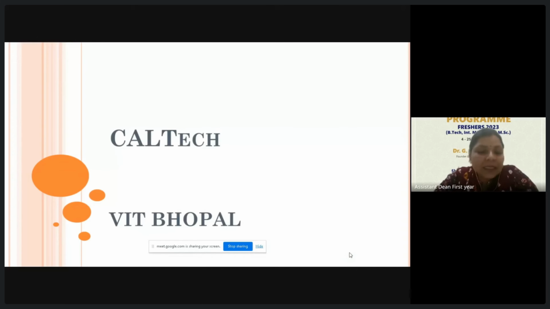So CALTech is the learning pedagogy which VIT Bhopal is following, and no other university is following the same learning pedagogy. CALTech stands for Collaborative Active Learning through Technology. Because the word collaborative is associated with this, in order to make the learning more interesting, along with the passive learning, active learning is collaborated into it.